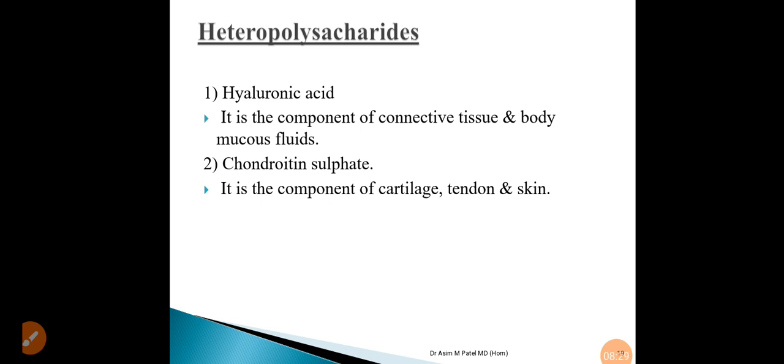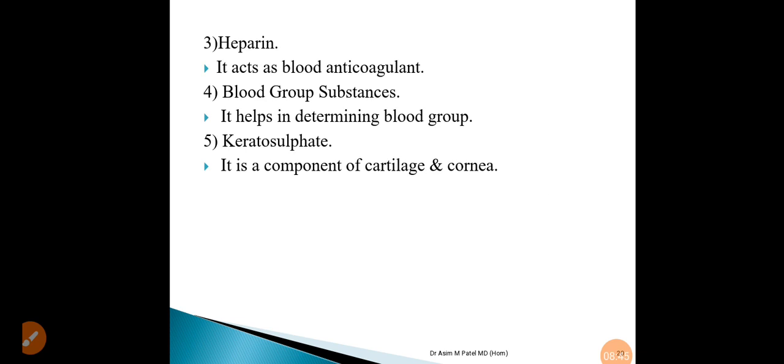The next thing is about the heteropolysaccharides. Hyaluronic acid is a component of connective tissue and body mucous fluids. The second one is chondroitin sulfate. It is a component of cartilage, tendon, and skin. The next is heparin. Heparin acts as a blood anticoagulant. Blood group substances help in determining blood group. And keratosulfate is a component of cartilage and cornea.